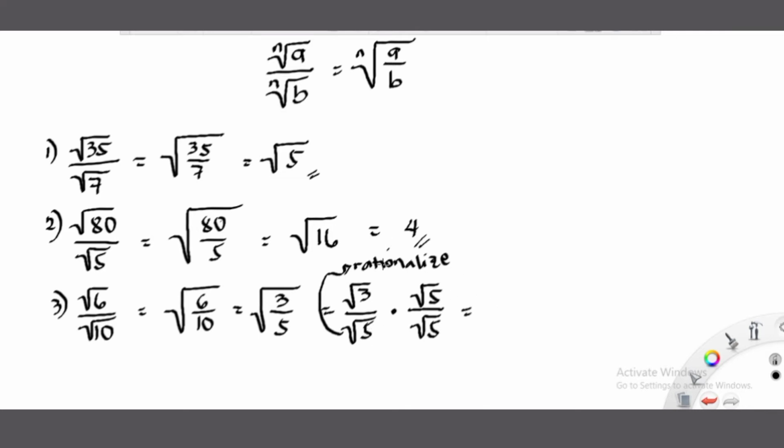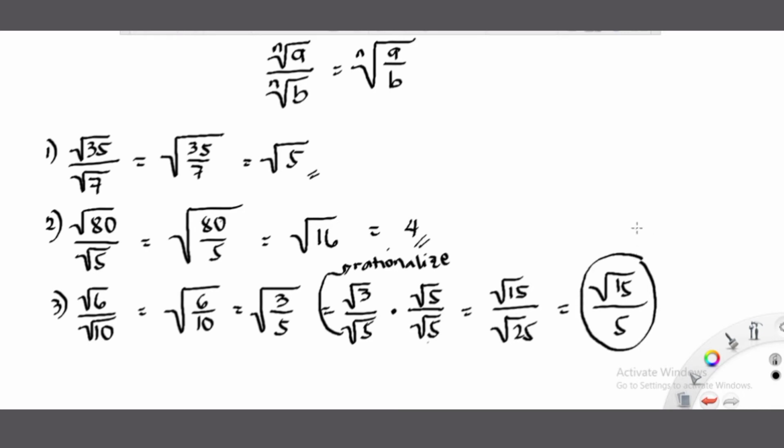So multiply. Apply the product rule. We're going to have here the square root of 3 times 5, that is 15, over the square root of 5 times the square root of 5, that is the square root of 25. So we can simplify it. Just copy the square root of 15, it cannot be simplified, over the square root of 25, which is 5. And this is our final answer.